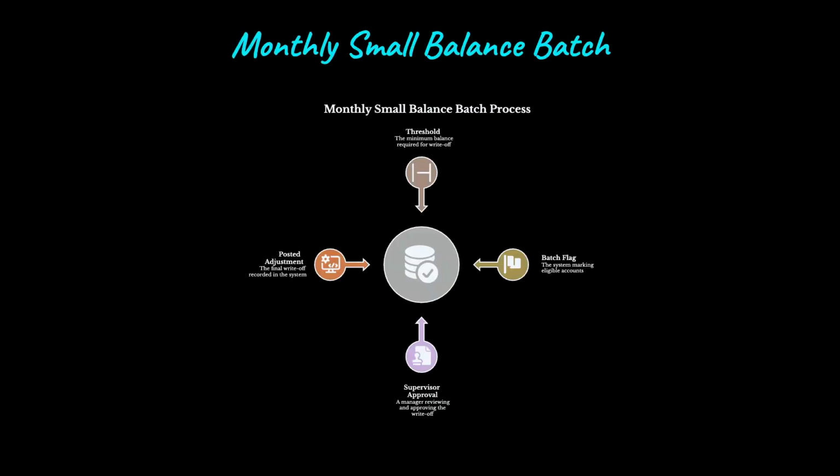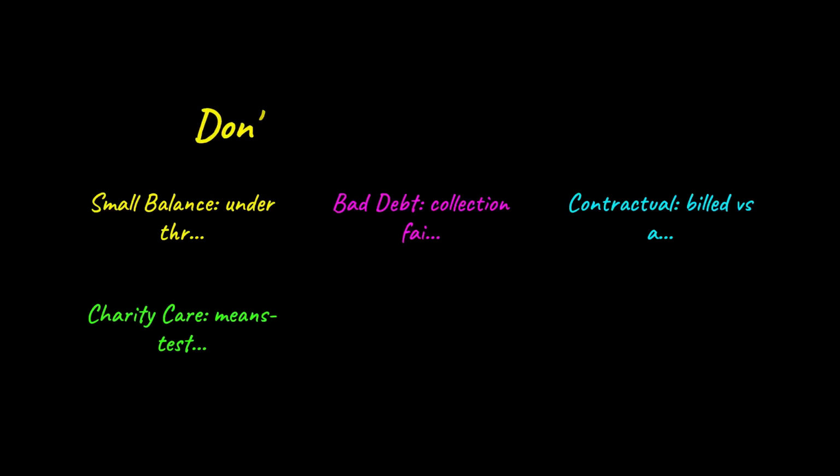Mechanically, the billing policy sets the threshold and approval level. The system runs a periodic batch to flag eligible accounts. A supervisor approves, and the adjustment posts under a small balance write-off code with totals tracked monthly for leadership review.